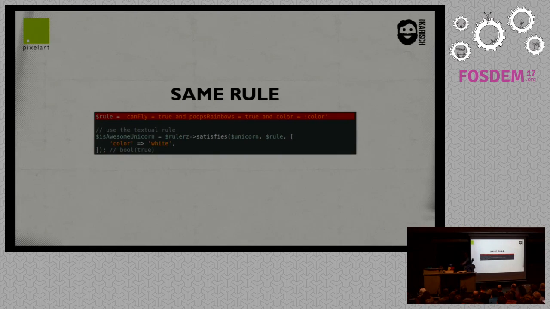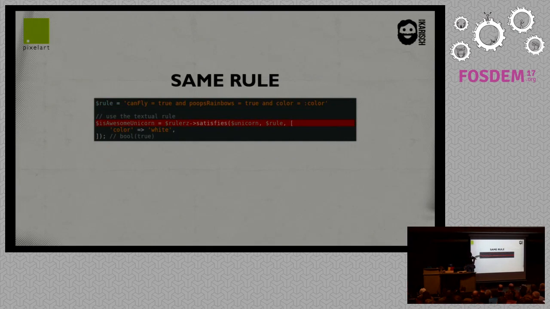Not that much difference, and that's nice, because it's the domain-specific language. It's not really SQL if you use custom functions and so on, but if any developer looks at it, every developer can understand it. And that's really nice. So we ask rulers if the Unicorn instance satisfies this rule. Of course, we have to supply the parameter for color, it's white. You could also write the color statically here in the rule. It depends on how you prefer it. And rulers says, is it true? It satisfies this rule or not?